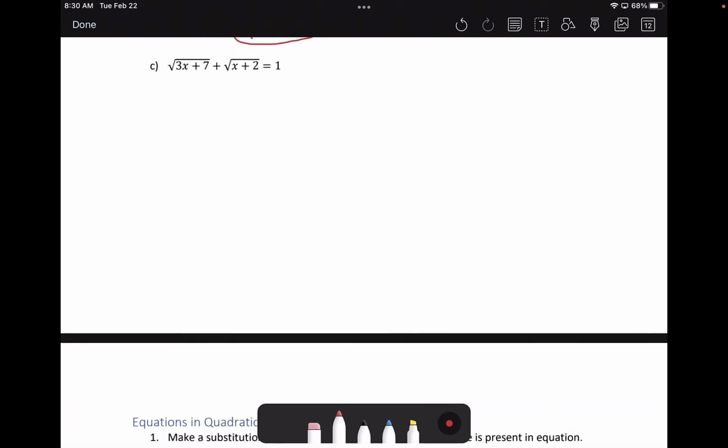In the next example, we need to work through this process twice since there are 2 radicals. First, we'll isolate the radical on the left. So we need to subtract the square root of x plus 2 from both sides. Square both sides. Doing so will eliminate the square root on the left side.